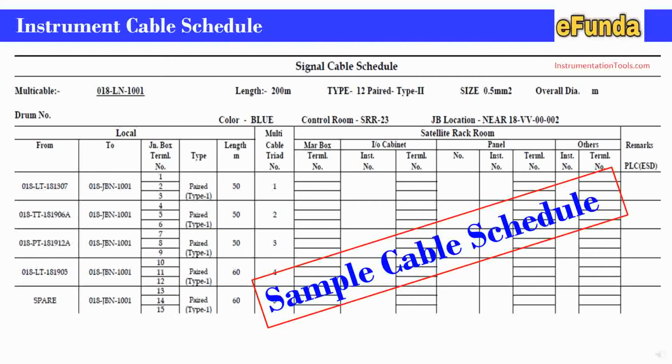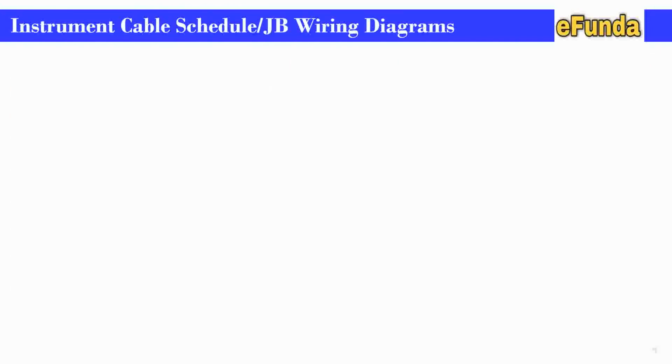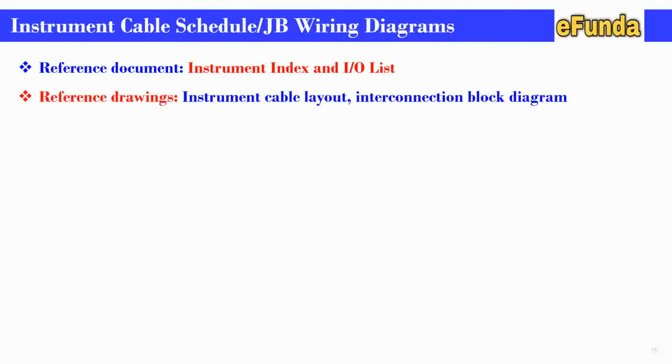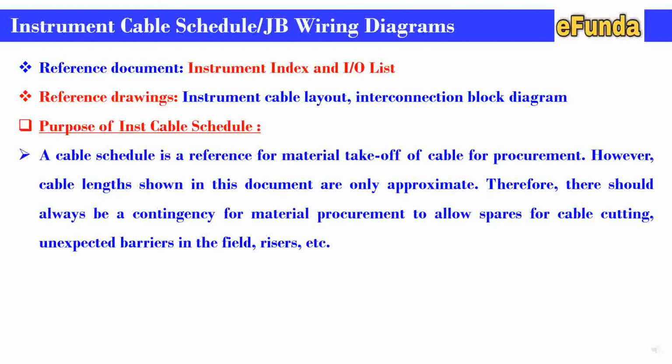Please study this cable schedule thoroughly so that you will have command while preparing the signal cable schedule. Instrument cable schedule: JB wiring diagram, reference document, instrument index and IO list, reference drawing, instrument cable layout and interconnection block diagram. Purpose of instrument cable schedule. A cable schedule is a reference for material takeoff, that is MTO of a cable for procurement.